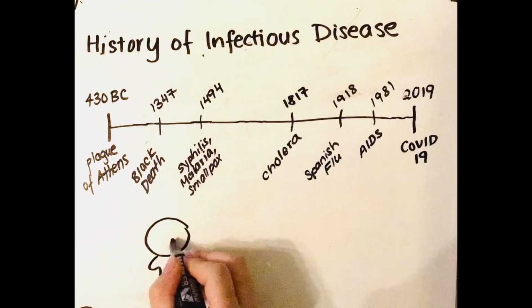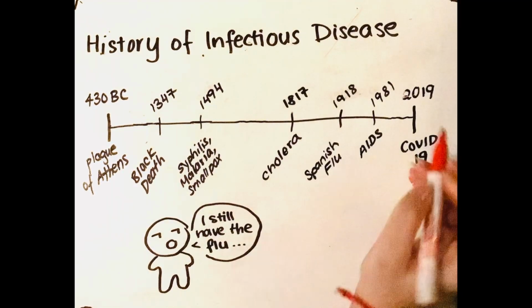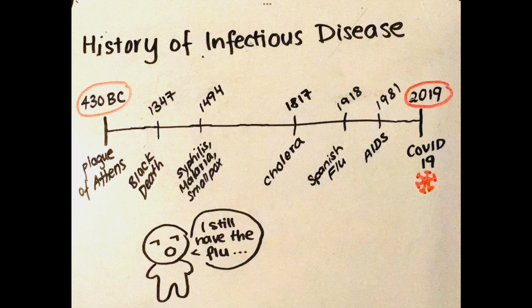We can date the first infectious disease all the way back to the plague of Athens in 430 BC, to COVID-19 in 2019, to present-day influenza virus that is adapting and mutating every year. We humans have always experienced some form of infectious disease.